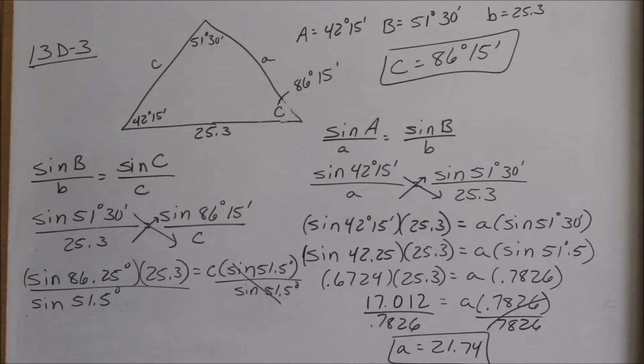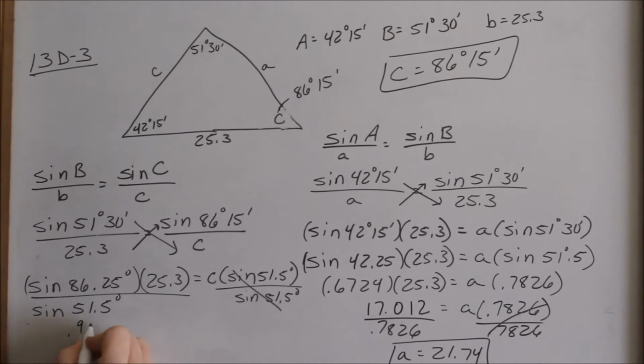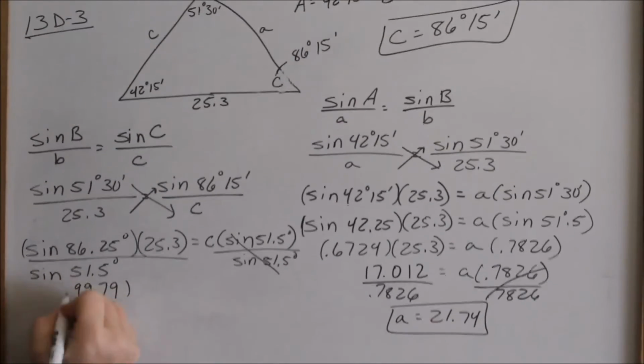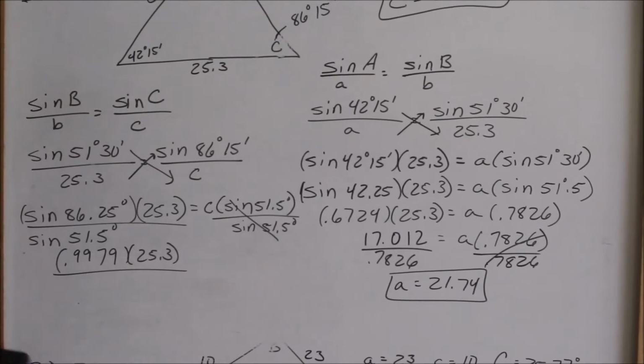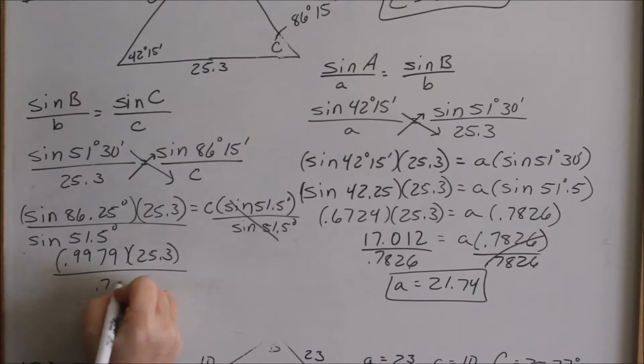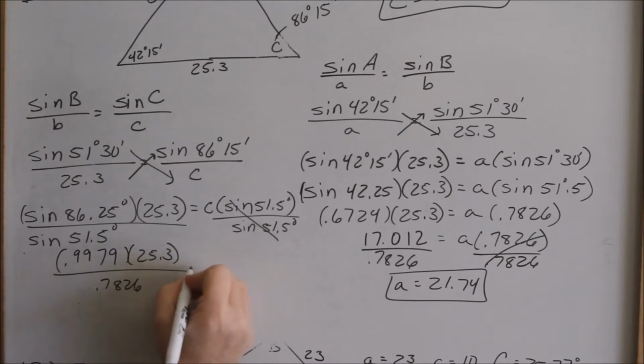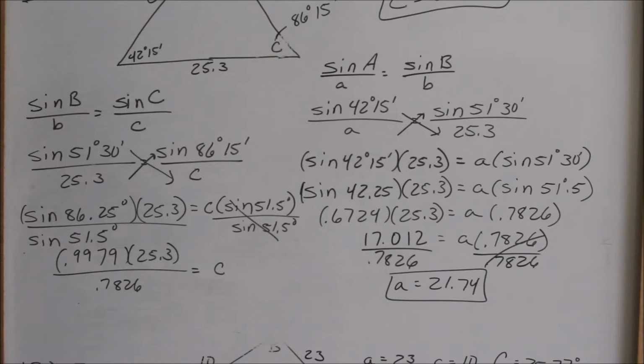Okay, now I just need to get decimals for this. So sine of 86.25 is 0.9979 times 25.3, then divide that by sine of 51.5, 0.7826. Now I'm just going to go ahead and multiply all that out.